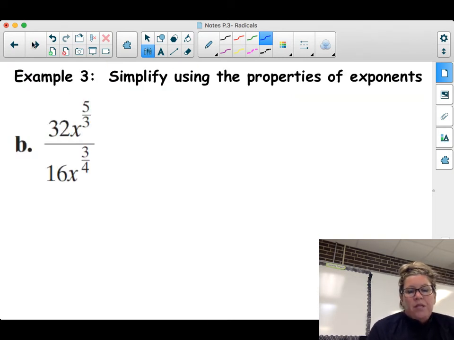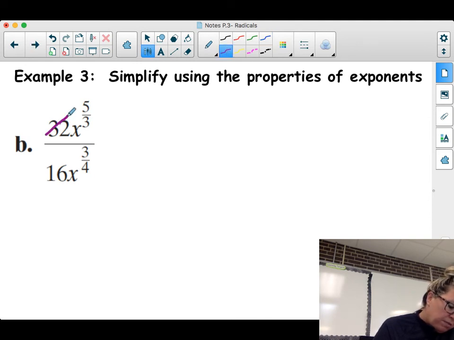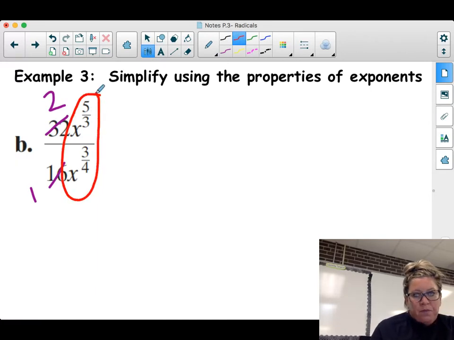Here's another one, simplifying using the properties of exponents. When you have an exponential divided by another exponential, and they are the same base, you can subtract those exponents. So before I do that, I'm going to go ahead and reduce 32 and 16 by a common factor. 32 and 16 can reduce by 16. This will become a 2 and then a 1. Now we're going to go ahead and divide these common bases. So the rule is we can subtract those powers.